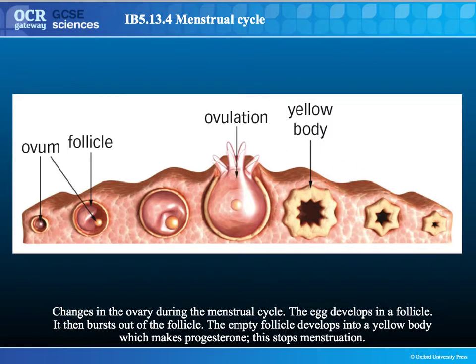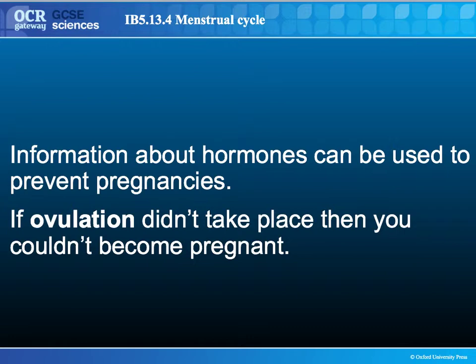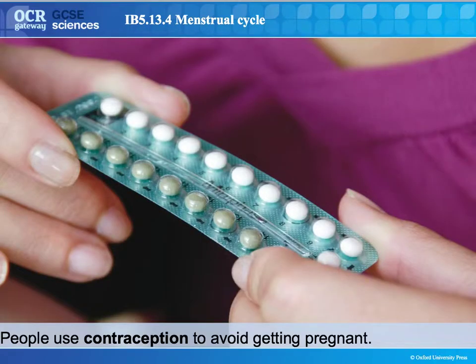Now this information that we know about hormones and how they regulate the menstrual cycle can be used not only to prevent pregnancies but also to enhance fertility. So as we've just seen, if you become pregnant, estrogen and progesterone levels are high, and that means that they will inhibit FSH and LH, because if you're pregnant, we don't want any more eggs maturing and being released.